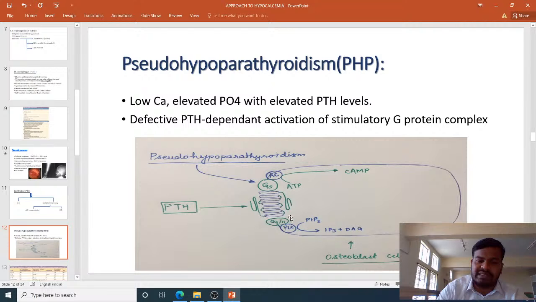When parathyroid hormone binds the G protein coupled receptor here, the downstream signaling is not happening. Normally, the stimulation of the osteoblast cell causes conversion of phosphatidylinositol 4,5-bisphosphate to IP3 and DAG and stimulates the osteoblast cells. So this is how it regulates.